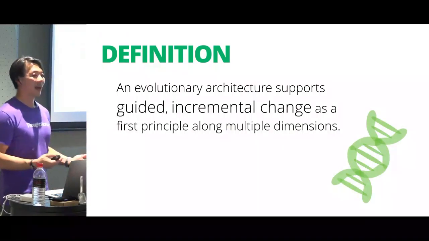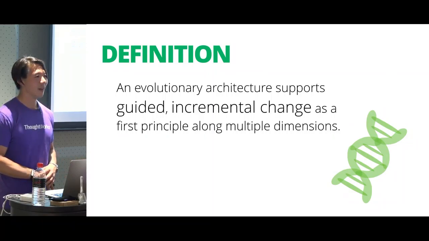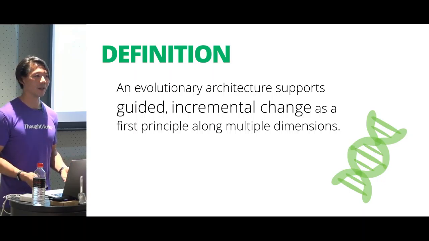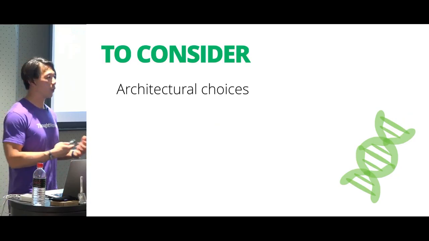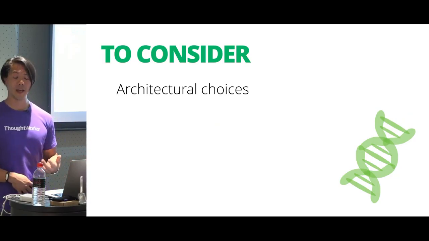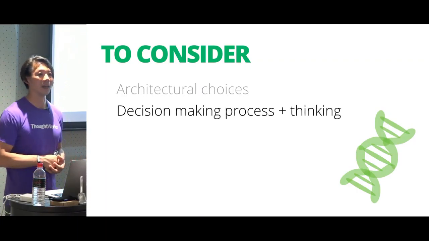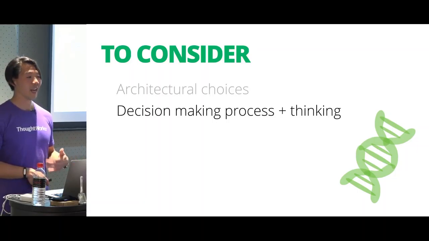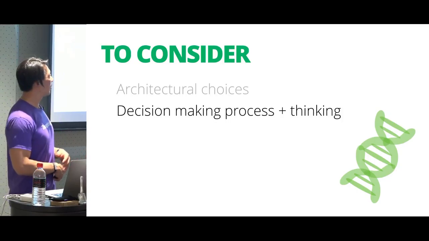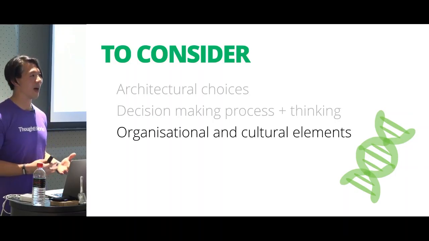At the beginning, we talked about the definition of evolutionary architecture: supporting guided incremental change as a first principle across multiple dimensions. To summarize, when you're going down this path, it's important to think about your architectural choices: how well they couple you, how easy they are to test, and how easy they are to deploy. Think about not just the software side, but also the decision-making process and thinking. Enable everyone on the team to make better decisions and choices that enable change a lot faster. And also think about the organizational and cultural elements of how your teams are organized, if you want your architecture to represent that.